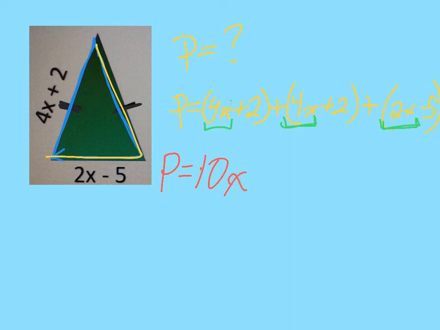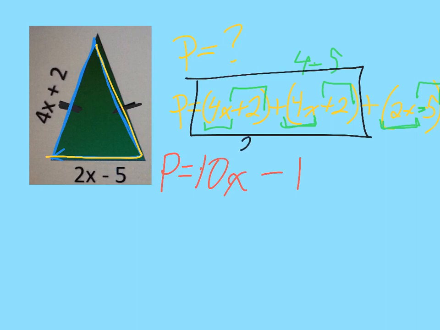Now I'm going to get all my constants, plus 2, plus 2, minus 5. Remember, the sign goes with the number. So plus 2, plus 2, that's 4. So I'm at 4. But then I have minus 5. 4 minus 5 is negative 1. So there's my perimeter. Now, once again, some of you could have treated this like 2 times 4x plus 2. You're going to get to the same place. You're going to end up with 10x minus 1 for our perimeter. Let's go one more in this quick.